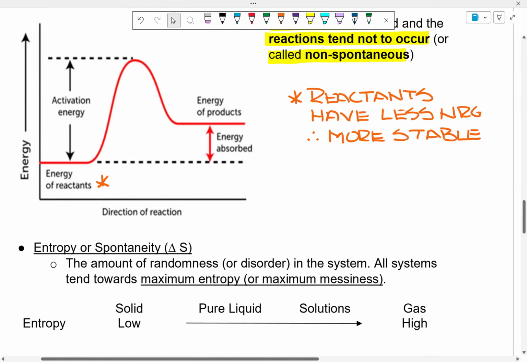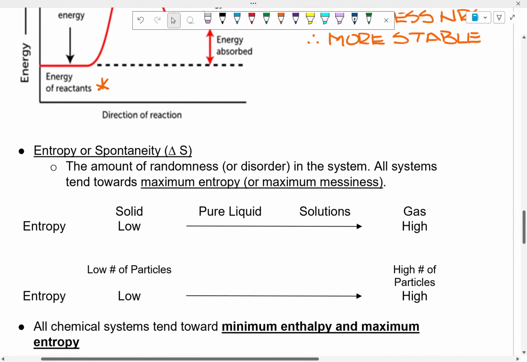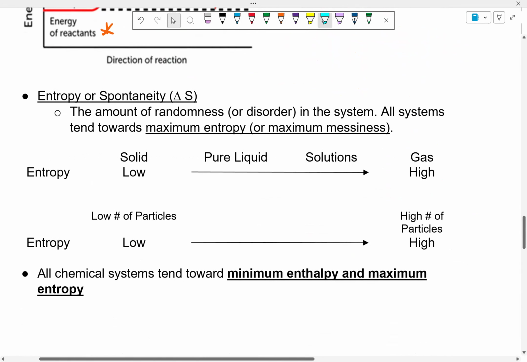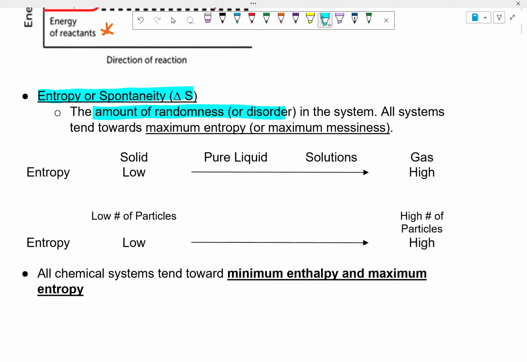All right. Another one we want to take a look at is called entropy, or spontaneity. So what is entropy? It is the amount of randomness or disorder in the system. All systems tend toward maximum entropy, or maximum messiness.